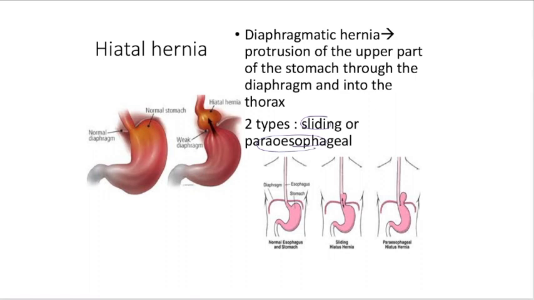So here would be the normal: here's your diaphragm, stomach, esophagus. Here would be a sliding hiatal hernia, and that does mean that it can move up and down. If we have a paraesophageal hiatal hernia, it creates a pouch above and it doesn't move back and forth. The sliding hiatal hernia is the most common type. And the less common is the paraesophageal, which creates that sac, and the herniated contents are contained within that sac above.